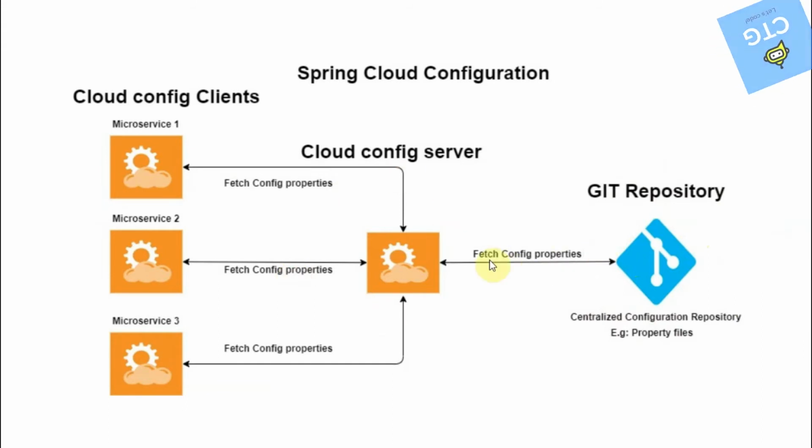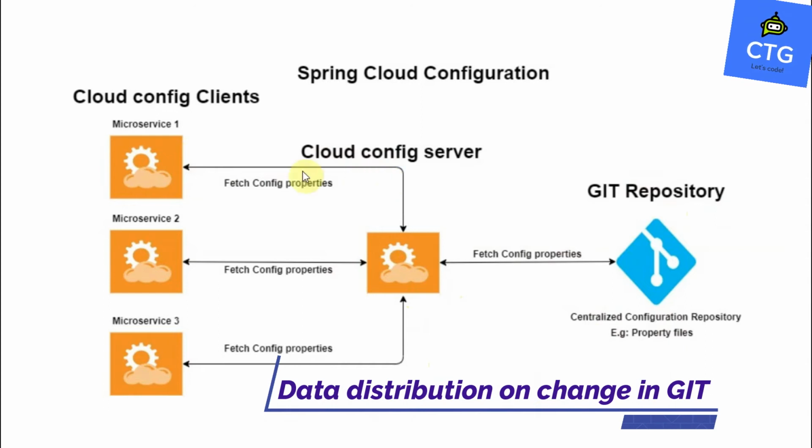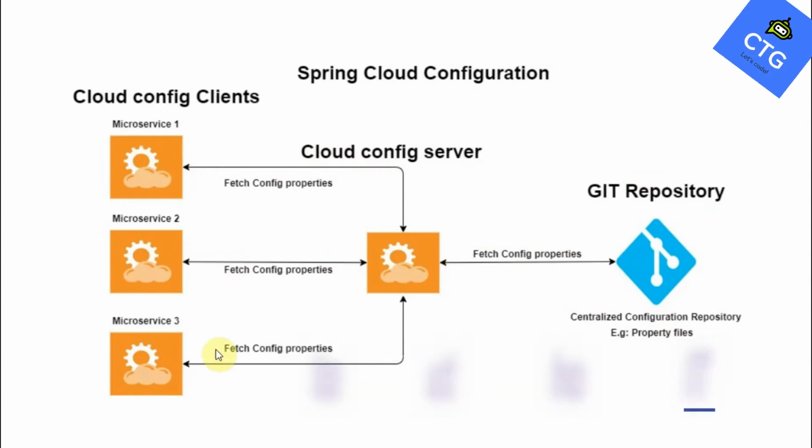For that, Spring Cloud Config Server comes in as an interface, as a mediator. What will happen is that the microservices, as you can see in the diagram, will communicate with the config server. The config server will communicate with the Git repository, fetch the configuration, and then distribute that configuration to the respective microservices. For that, two components are very important. Component number 1, the cloud config server. Component number 2, the cloud config clients.